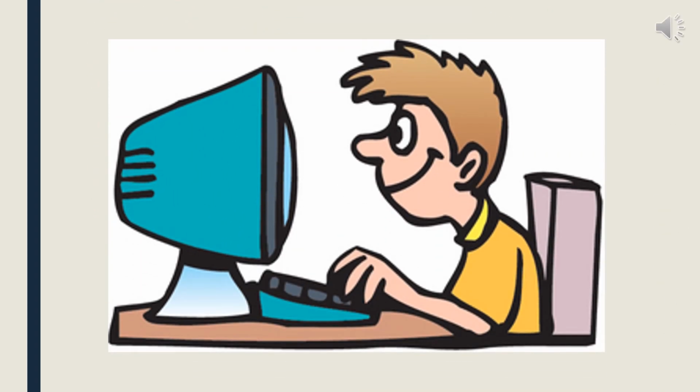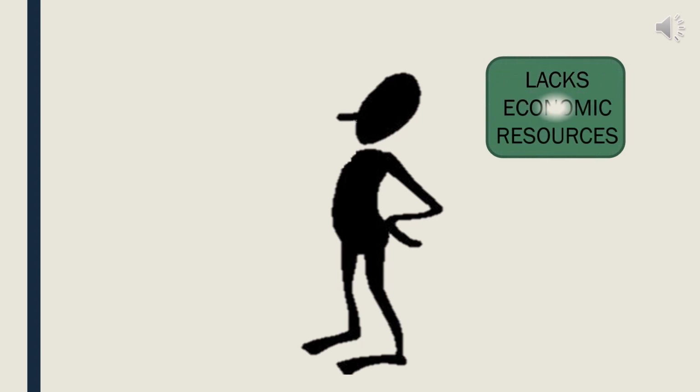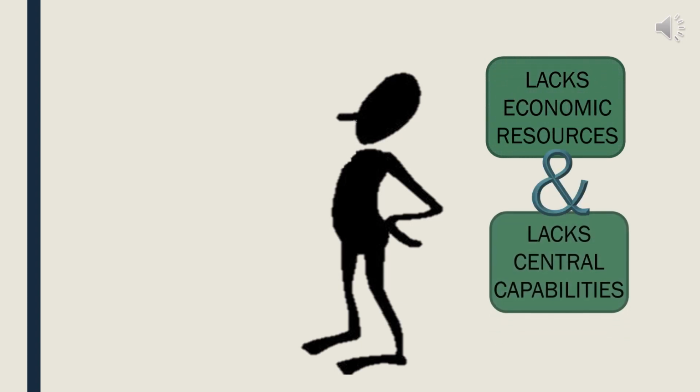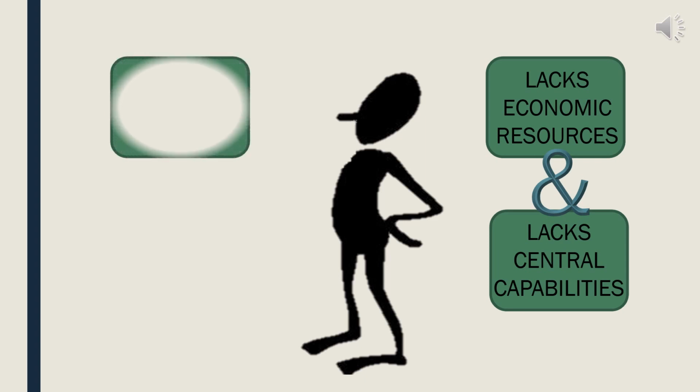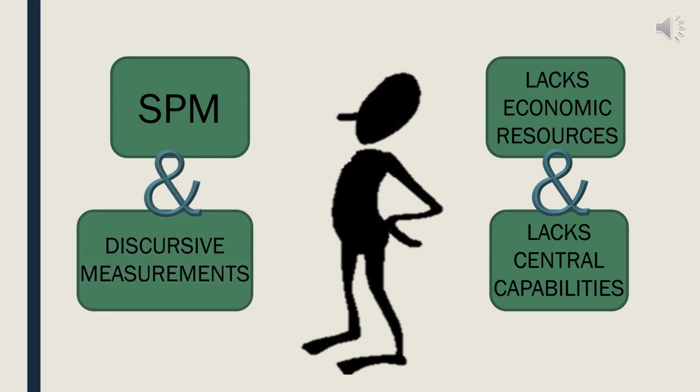You've probably faced a lot of new knowledge throughout this presentation, so let's try to wrap everything together. An individual is facing poverty when he or she lacks the necessary economic resources and fails to meet his or her central capability thresholds, which vary from community to community and culture to culture. These deficiencies lead to a life of social exclusion. In turn, one should measure poverty using a combination of the SPM and discursive measurements, allowing us to analyze the true well-being of individuals and communities.